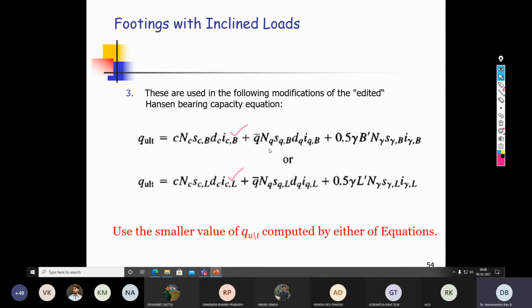The form of the equation remains the same, whether in case of the axial load, footing with one-way eccentricity, or footing with inclined loads. But how they have been incorporated into these equations has been demonstrated in all the previous slides. Apart from that, there is nothing additional to be discussed about the inclined load.